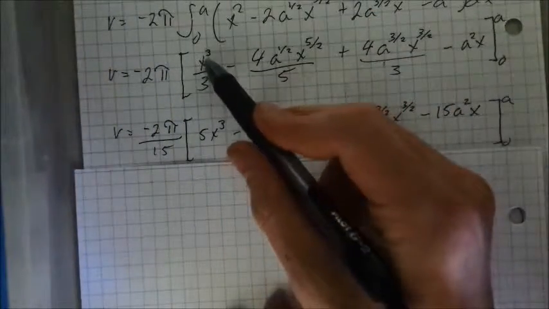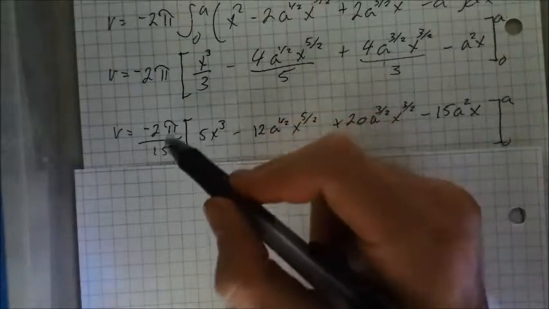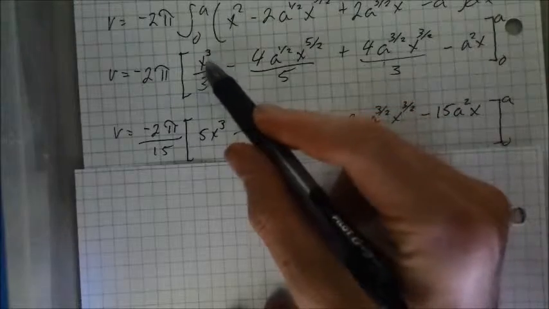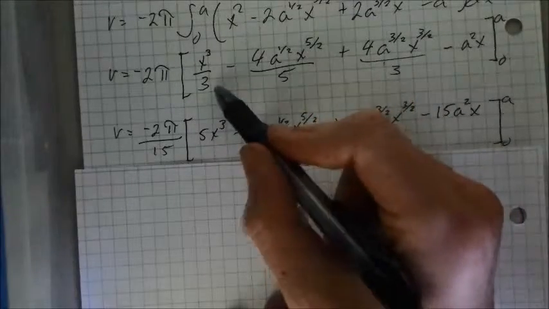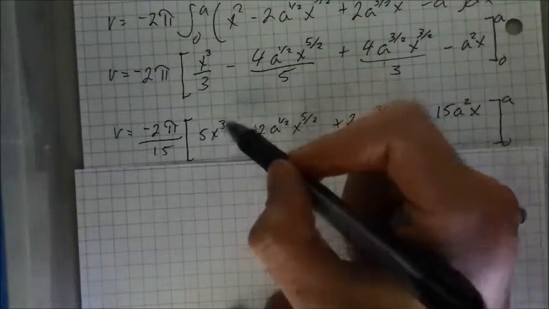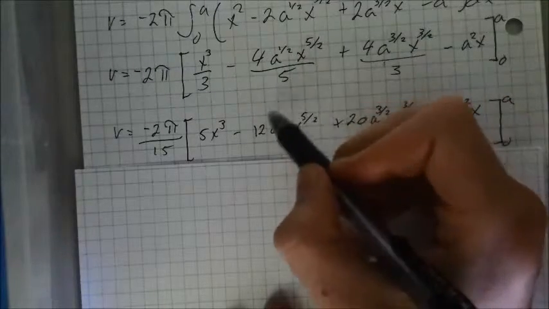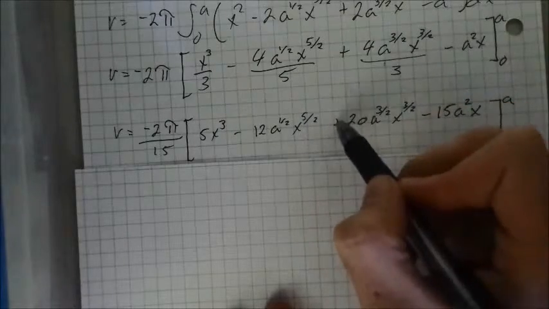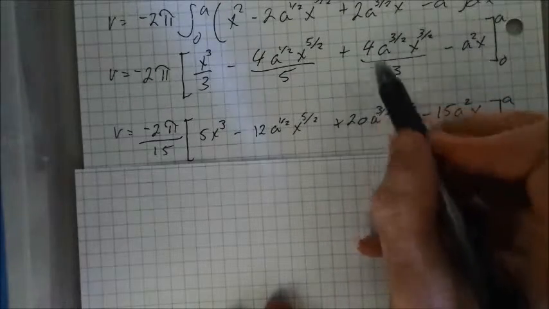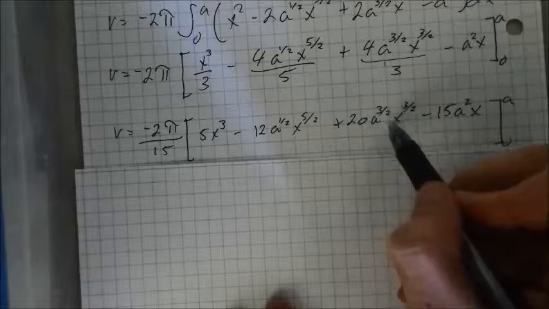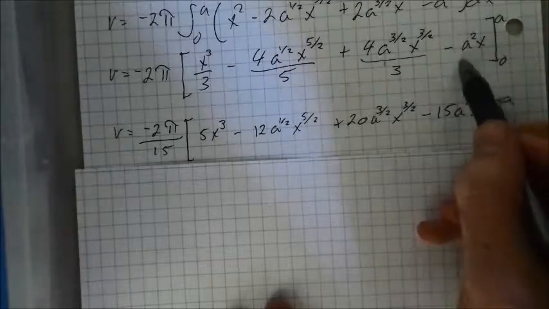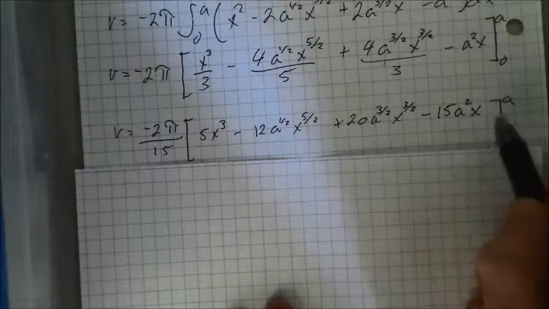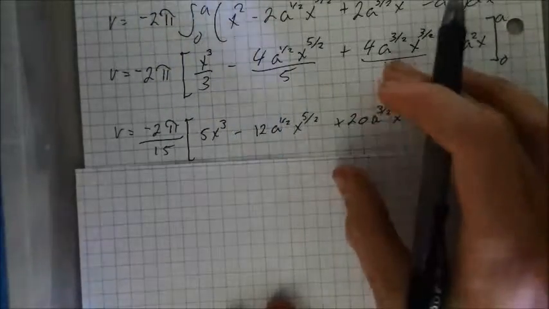What we're going to do is, because this is x cubed over 3, and the common denominator is 15, 5 and 3, and 3 is just 15, we're going to have to multiply this by 5, because it already has a 3, it needs a 5, so we're going to have 5x cubed. This one has a 5, it needs a 3, minus 12, 4 times 3 is 12, a to the 1/2, x to the 5 halves, plus, this has a 3, it needs a 5, 5 times 4 is 20, a to 3 halves, x to 3 halves, minus, this has nothing, so it needs both a 5 and a 3, so it needs an entire 15 a squared x, and still evaluated from 0 to a.